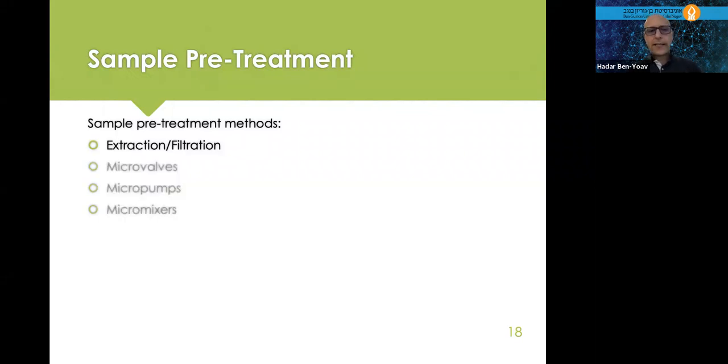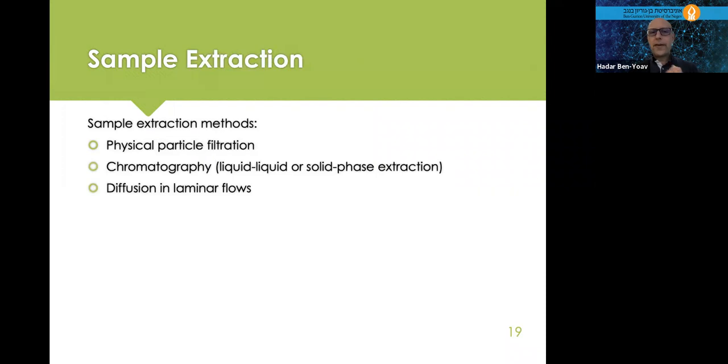So the first one, extraction or filtration. There are three main sample extraction methods. We want to extract specific molecules. There's physical particle filtration. You know, we put a filter, and only specific molecules can go through the filter. An example is a filter based on size, so only molecules smaller than the pore size of the filter can go inside, and all the other molecules stay outside.